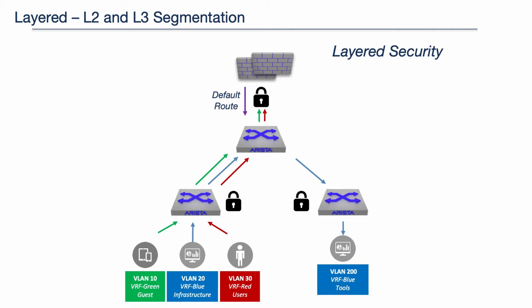Now, take a look at VLAN 10 and 30. They're members of different VRFs, VRF green and VRF red. So if they needed to communicate, they would follow their default route to the firewall, which would then verify the policy, route the traffic, and then place it into the destination VRF. The firewall doesn't need to be VRF aware in this case. For all it knows, it just has two layer 3 interfaces.